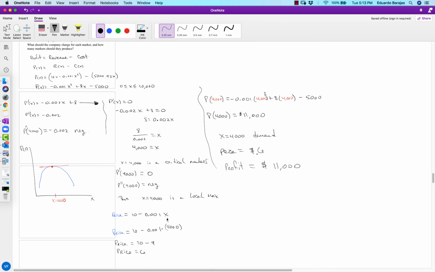Likewise, if you lower it a little bit from the $6, you make it $5, you lower the price, you're going to increase demand, so you're going to sell more units, but at a smaller price, and then you'll end up cutting into your profit, so you'll make less money. So the sweet spot is to let x equal 4,000 or the price equal $6, which will result in a maximum profit of 11,000.